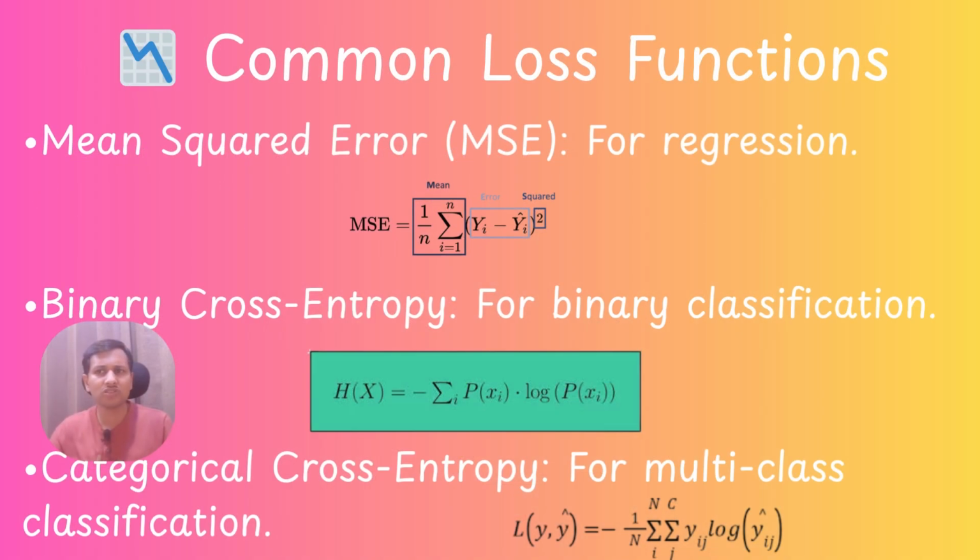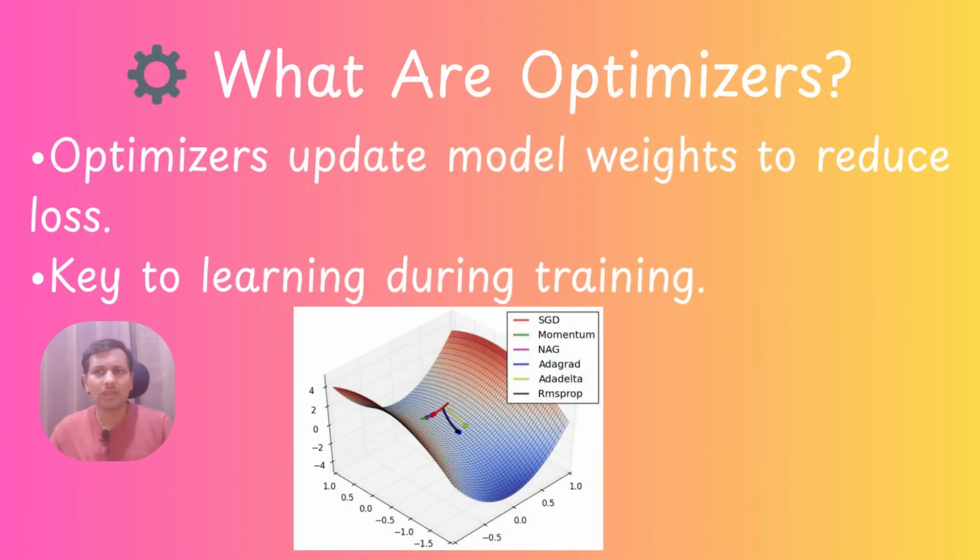Let us talk about common loss functions. We have mean squared error, which we have already seen in machine learning models, and it is used for regression. Binary cross entropy is used for binary classification; it is the summation of individual probabilities times the log of the probability. Categorical cross entropy is used for multiple classification, which is a summation over i to n, or j to c across all classes, divided by the number of samples, that is n.